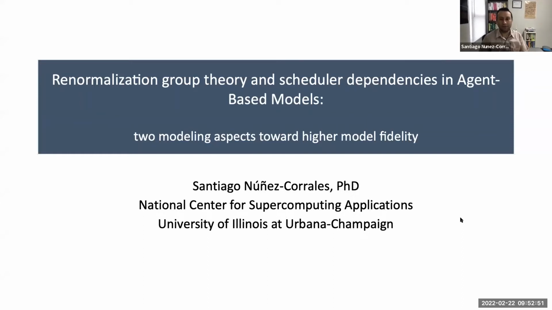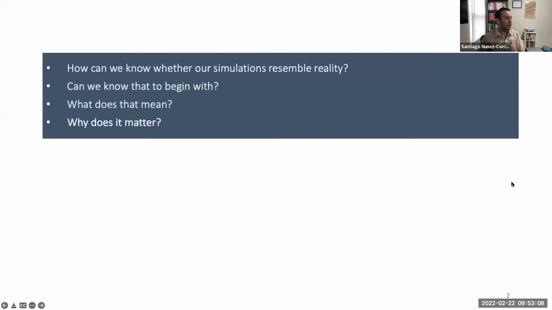So basically, this talk is about trying to understand the effect of scale and complexity on contagion processes, specifically those implemented on agent-based models. This work includes many collaborators and includes two pieces of work that I'm going to detail slowly. First, the motivation is, how do we know if our simulations resemble reality? We want to generate simulations in which both the predictions or the retrodictions, that is the reconstruction of events, are able to tell us something about what happened or about what might happen with certain accuracy. Can we know that to begin with? Or what does it even mean to speak about what we may call model fidelity?